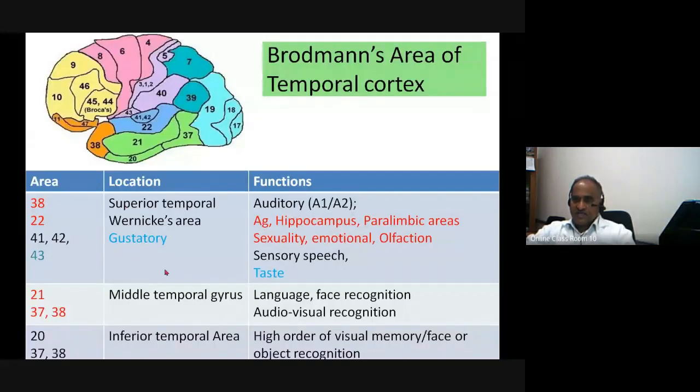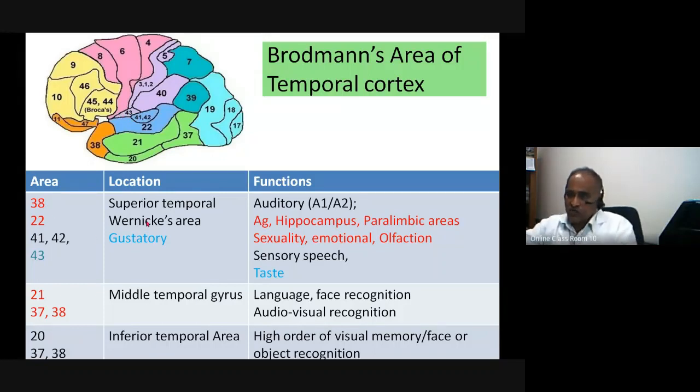So now this is the superior temporal, the blue one, the superior temporal cortex. In this we have areas 22, 41, and 42. Okay, so then we have 38. 38 is here. 38 is common for all these 3, for 20, 21, 22. And then we have 43. 43 is also coming with the superior.